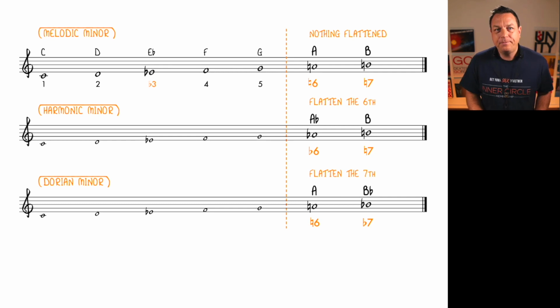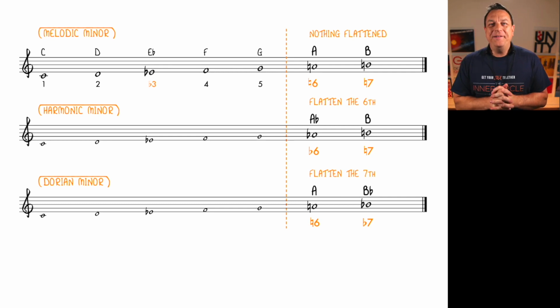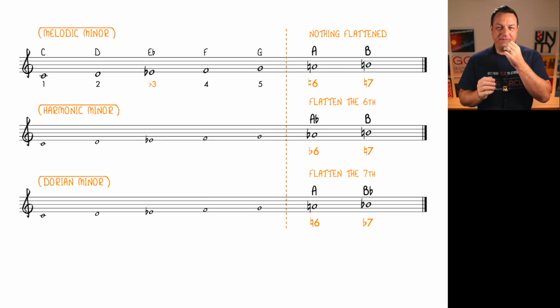There we go. Now Dorian minor, when we use Dorian minor, you're going to find out later, but that's got the natural 6, flat 7.